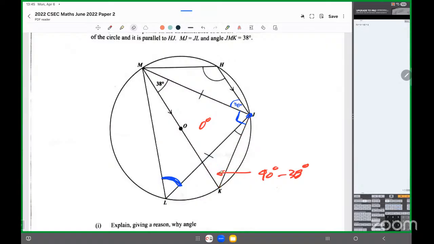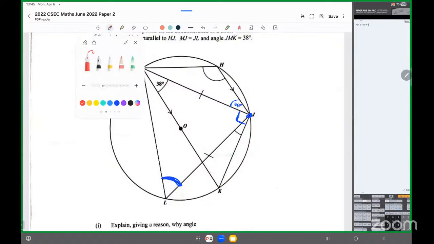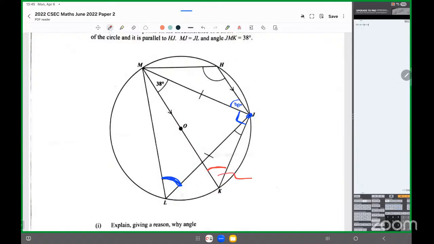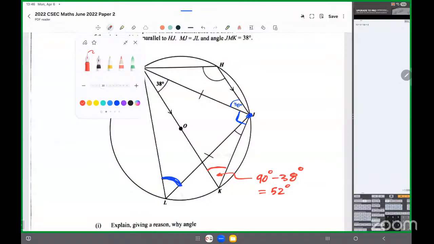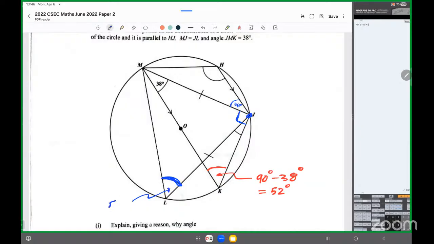So it's going to be the same segment rule. So when I write this angle here, first this one, this angle here, 90 degrees minus 38 degrees, which works out to be 90 minus 30 is 60, minus 8 more is 52. So therefore this angle is also 52 degrees. Same segment. Angles in the same segment are equal. This angle is also 52.